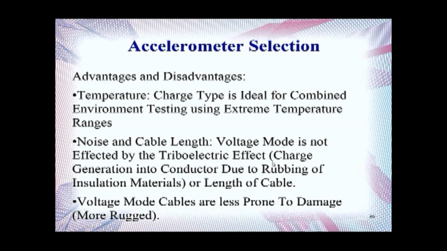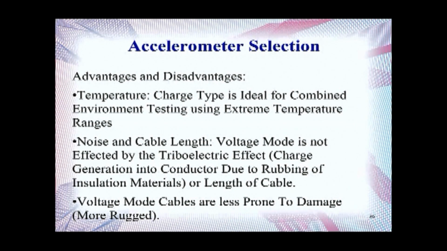So once again, charge generation into conductor due to rubbing of insulation materials. When the insulation materials of your accelerometer cable rub, it can produce static electricity, which could potentially input a noise signal into your accelerometer cable. So that is another consideration, and why voltage mode can be more robust. The cables are also more robust. It is a lot easier. A charge type cable is a much thinner cable that can snap very easily.